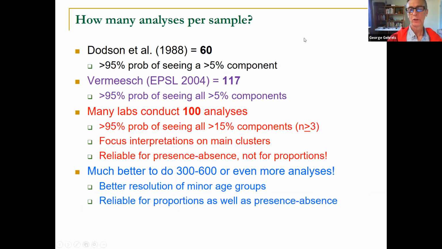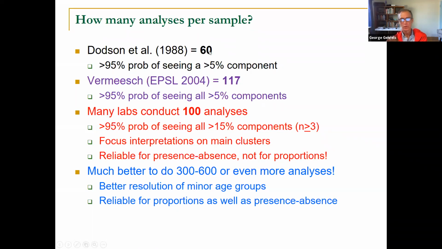Here's a contentious one. There's a lot of fun literature out here on this. How many analyses do you want to do per sample? In the early days, the recommendation was 60 analyses per sample. And if you do a little bit of math, kind of probability analysis, what that tells you is that if you have a sample that's only 5% of your component, 5% one age, 95% another age, if you do 60 analyses, you have a 95% probability of having at least one analysis, which is within that 5% component.